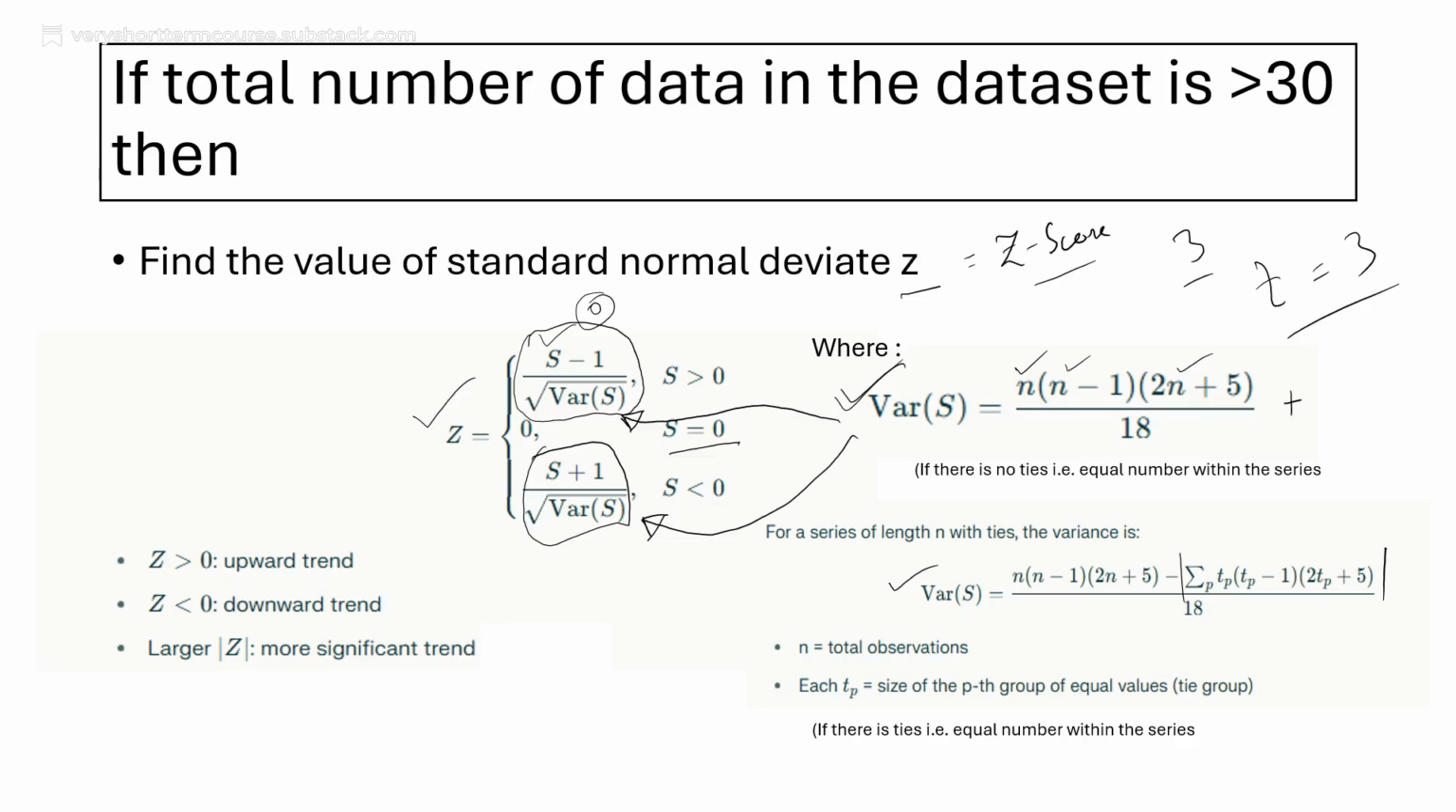Okay, so let us see. Here also there will be a critical value table. It is very easily available in any statistical textbook or on the internet. It is known as the standard table of standard normal deviate Z.